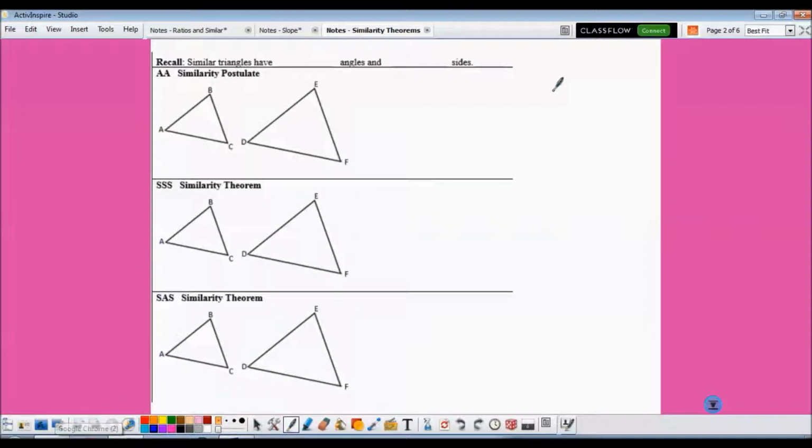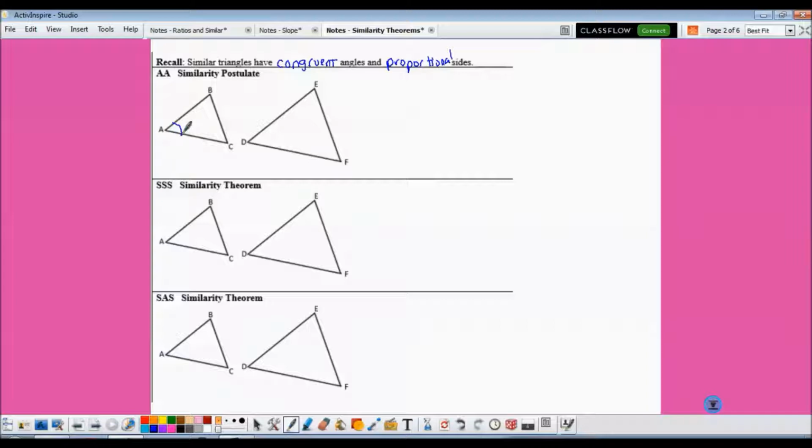So recall that similar triangles have congruent angles and proportional sides. So we have three similarity postulates and theorems that we can use to prove triangles similar. The first one is angle-angle.